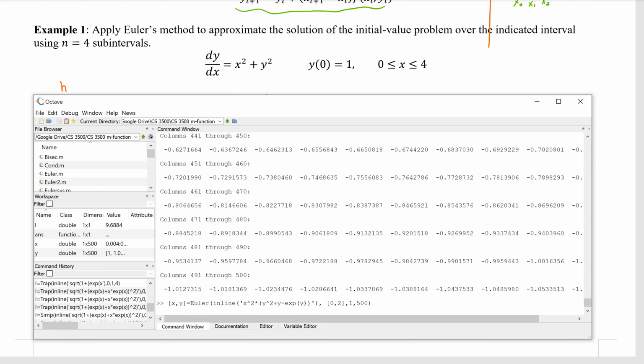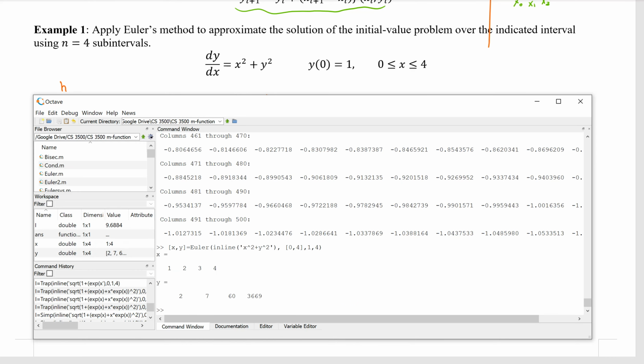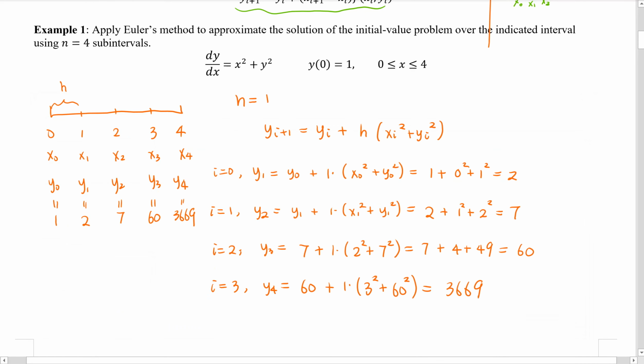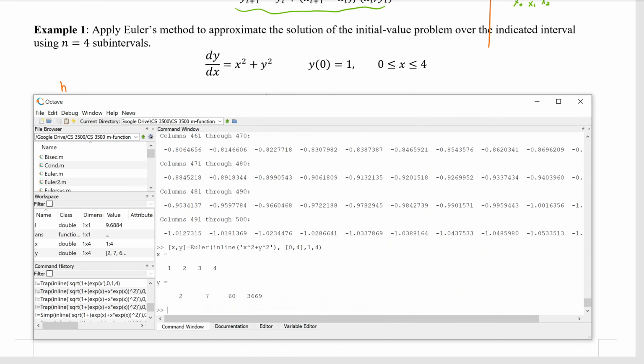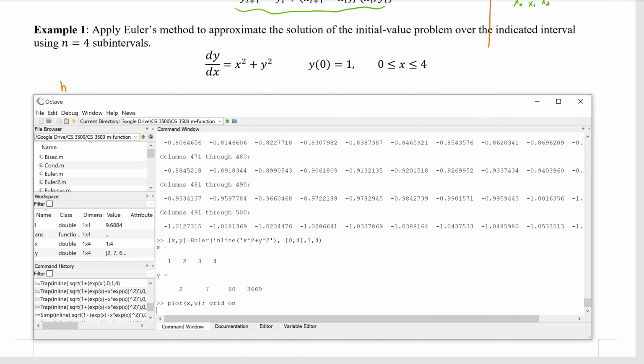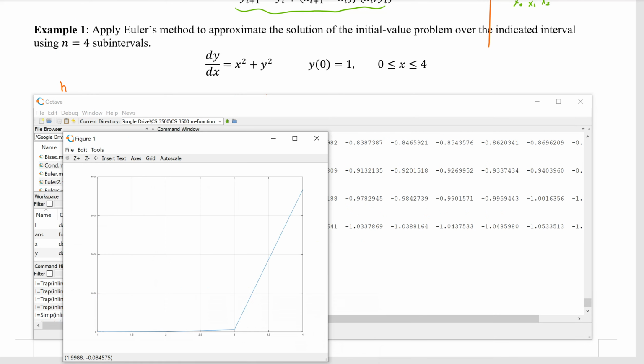So here we're doing 4 steps. Interval 0 to 4. And our function x squared plus y squared. Okay. See? Do we have the same numbers? 2, 7, 60, 3, 6, 6, 9. Yes. You see, it matches with our answers. Okay? And let's plot it. Okay. So, oh, you see? Those are like straight lines.